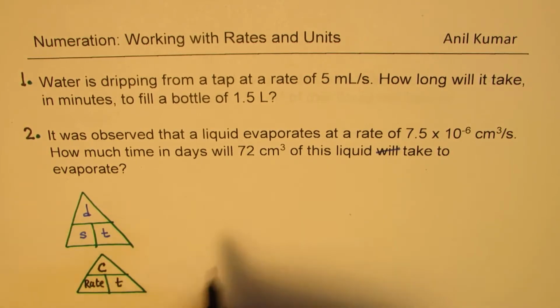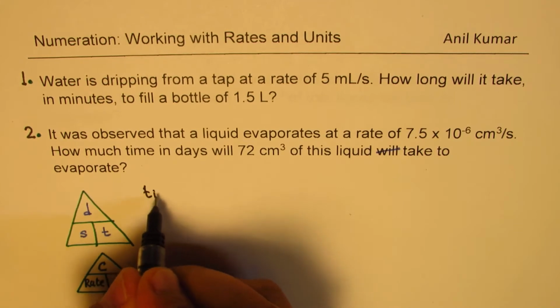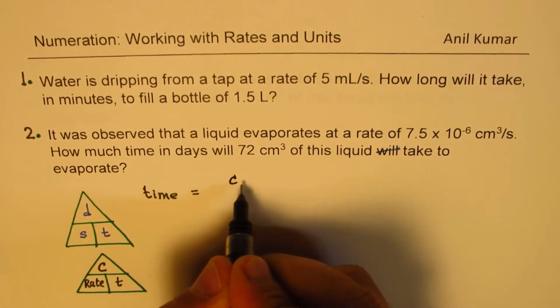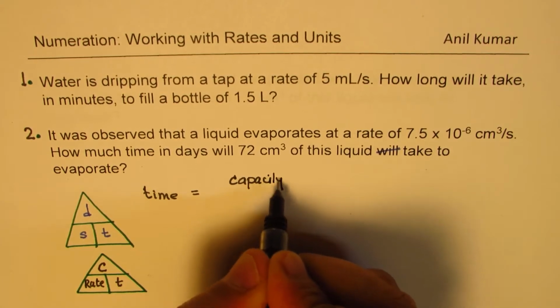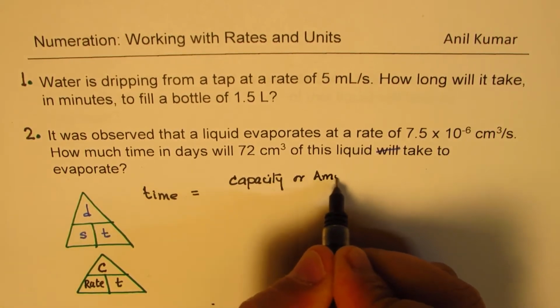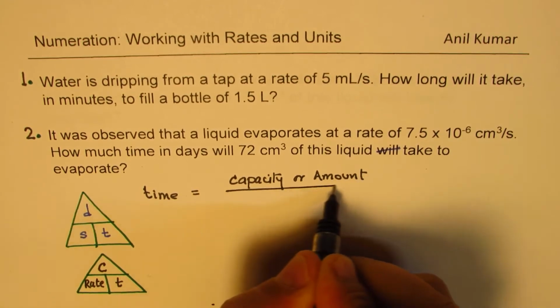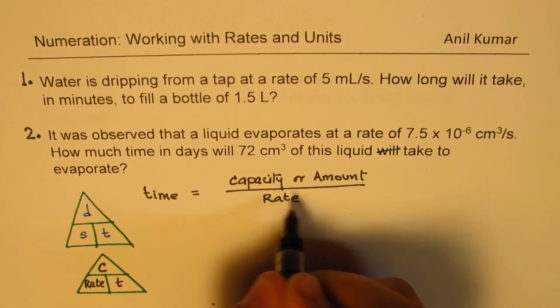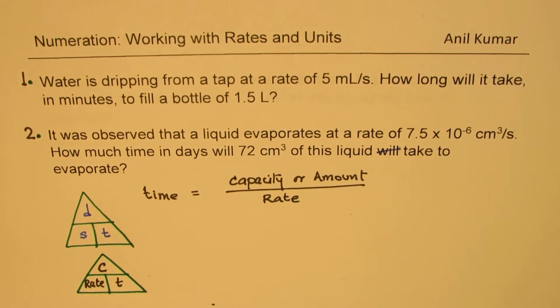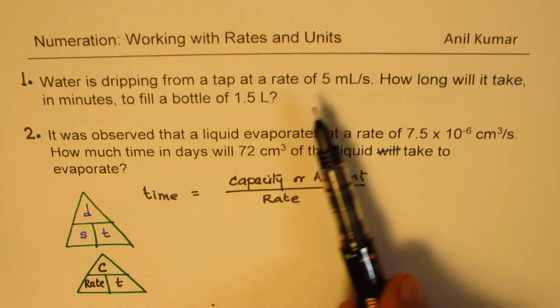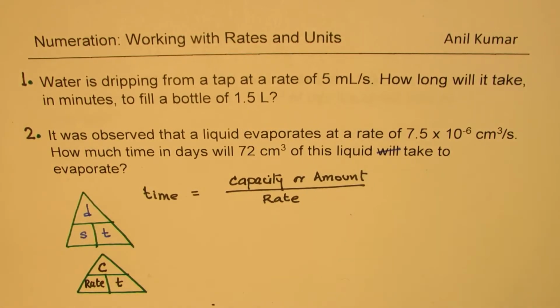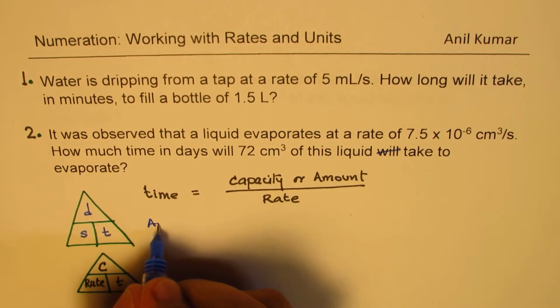As you can see, we can always write time t as equal to capacity or amount divided by rate. So time taken depends on the rate. If you are going faster, time will be less. If it is slower, then time will be more. That is the relation we should use to solve such questions. That is one part, and the second is to convert the units. Now let's look into the solution to our question number 1.